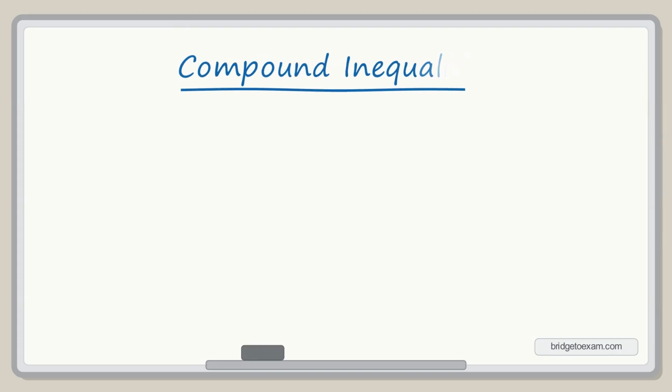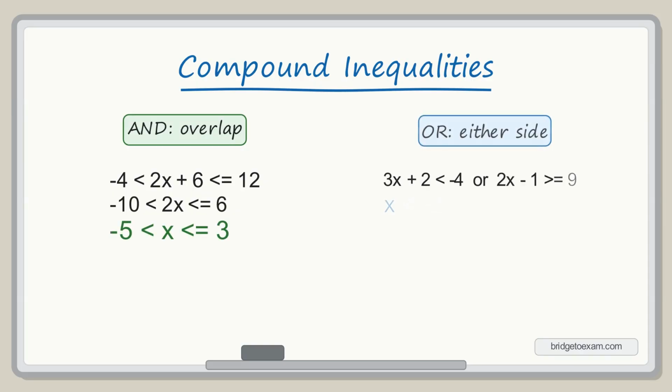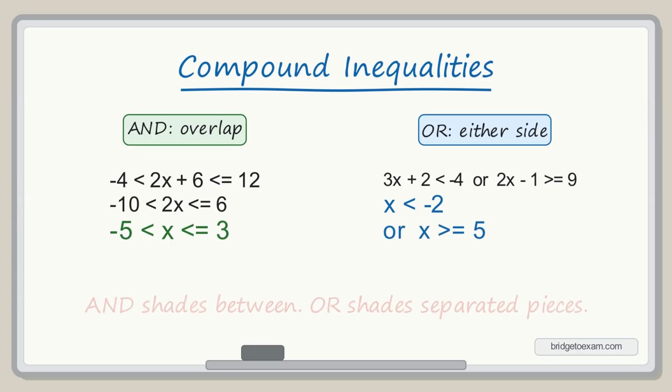Compound inequalities come in two common types. An AND statement means the value must satisfy both conditions at once, so the answer is the overlap. An OR statement means either condition can work, so the graph can split into separate pieces.